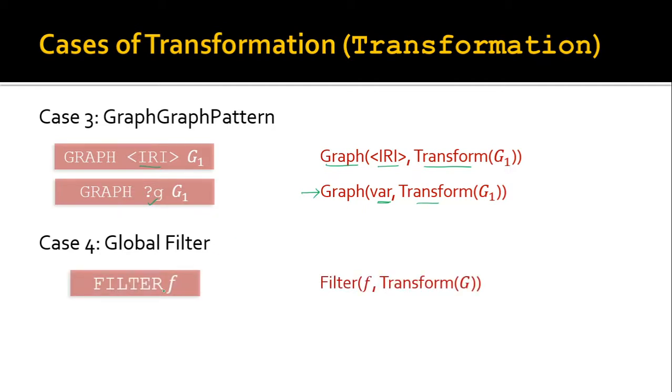So the form of a global filter is basically filter followed by a filter condition. It can be represented using this algebraic operator filter, and the parameters will have the filter condition, followed by the transformation of the G on which we are applying the filter. So here we are assuming that we already have one G on which we are applying this. So this G is implicit here.